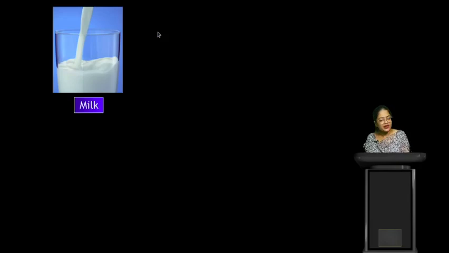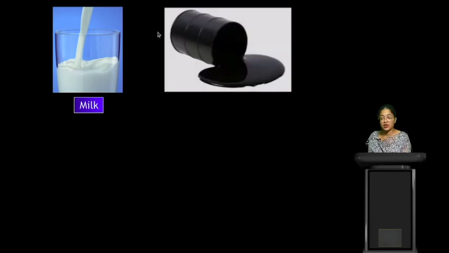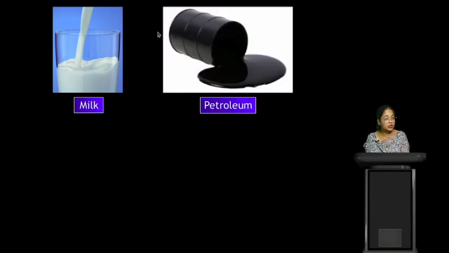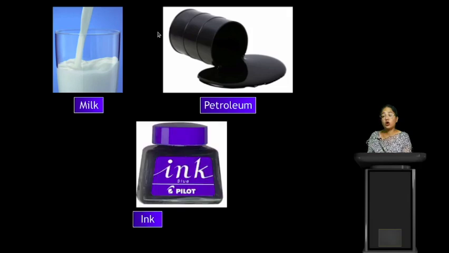Do you think we can use the same simple physical methods to separate milk here? Can we use hand picking method to separate milk, or can we use the sieving plate to separate milk? Do you think that is possible? Or do you think we can use petroleum in the same way? Can we use the same methods to separate petroleum constituents? Or maybe ink constituents. Do you think ink can be separated using hands? Do you think that's possible?